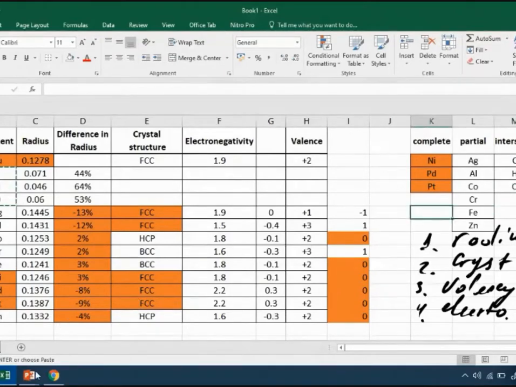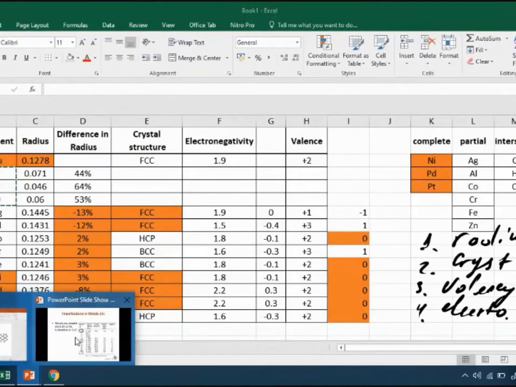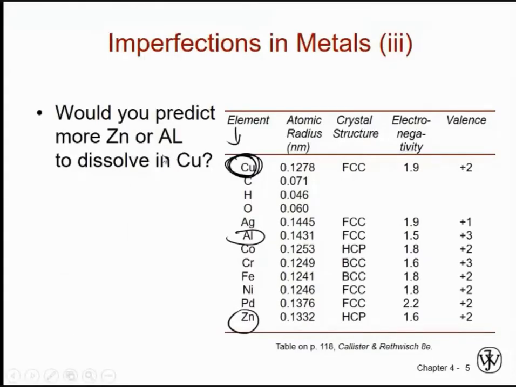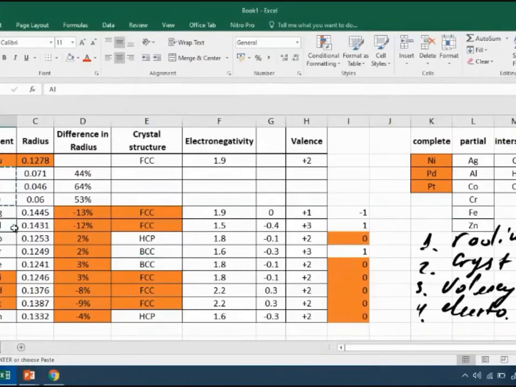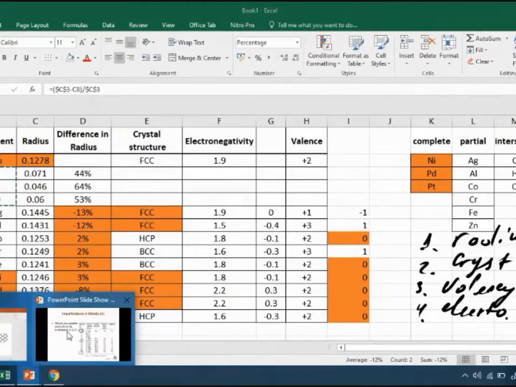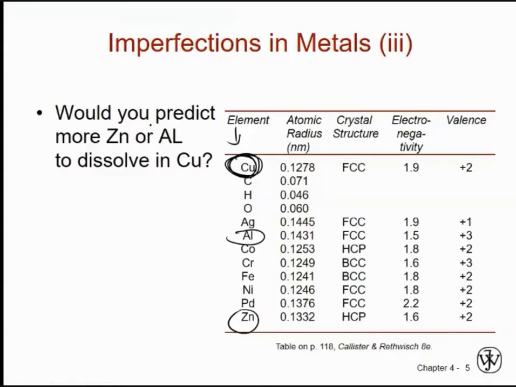So that is it. If you return to our question, it was asking which one, zinc or aluminum, has a high chance to dissolve in copper. Let's see. Zinc or aluminum. Aluminum has a similar radius and the same crystal structure. Zinc has a similar radius but a completely different crystal structure. That's why aluminum has more chance to dissolve in copper, because crystal structure is important too. So let's return. Our answer for this one is aluminum. Let's continue.